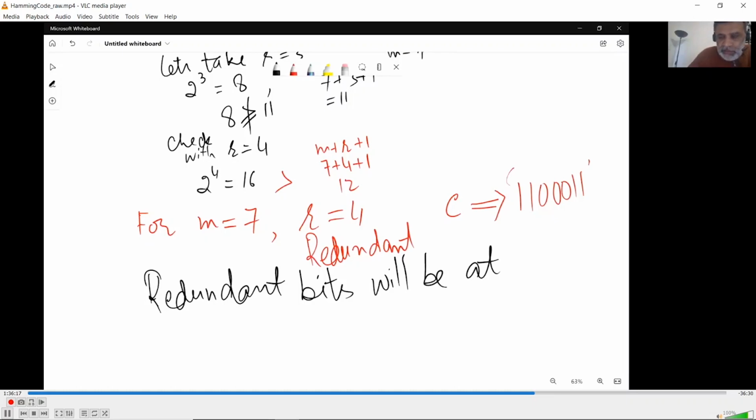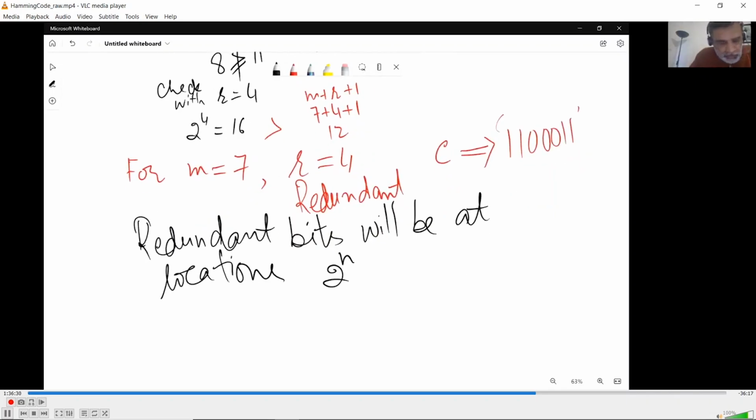Redundant bits will be at locations corresponding to 2 raised to the power n. So the position would be 2 raised to the power 0, which is 1, 2 raised to the power 1, which is 2, 2 raised to the power 2, which would be 4, and 2 raised to the power 3, which is 8. These are the extra bits which you have to put, right?